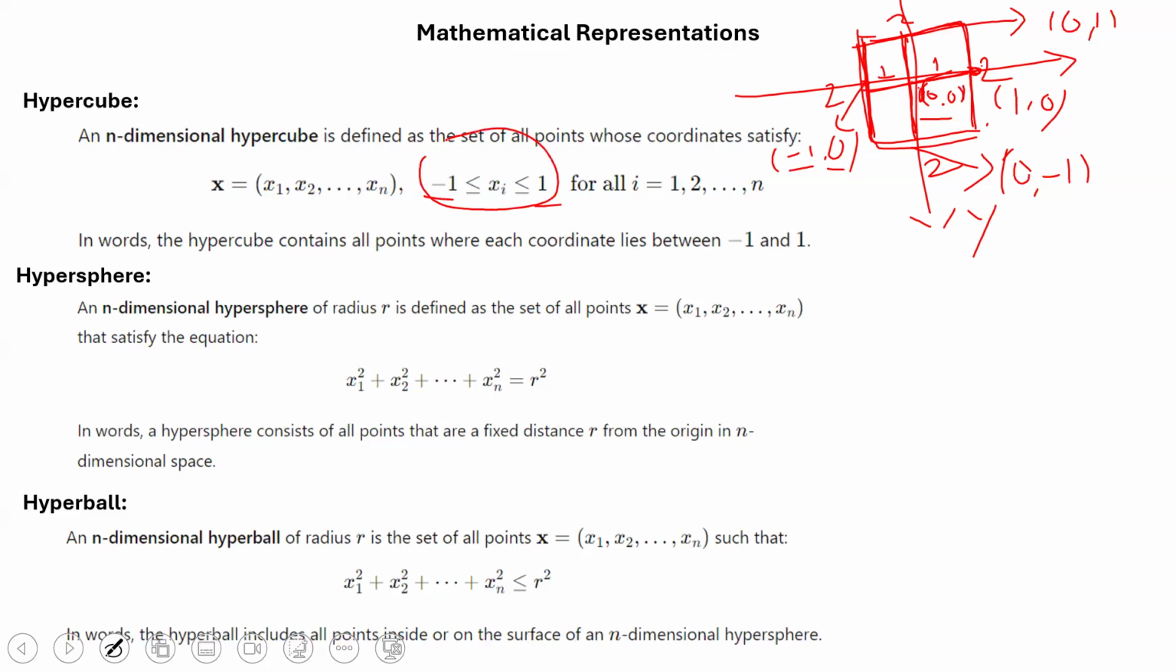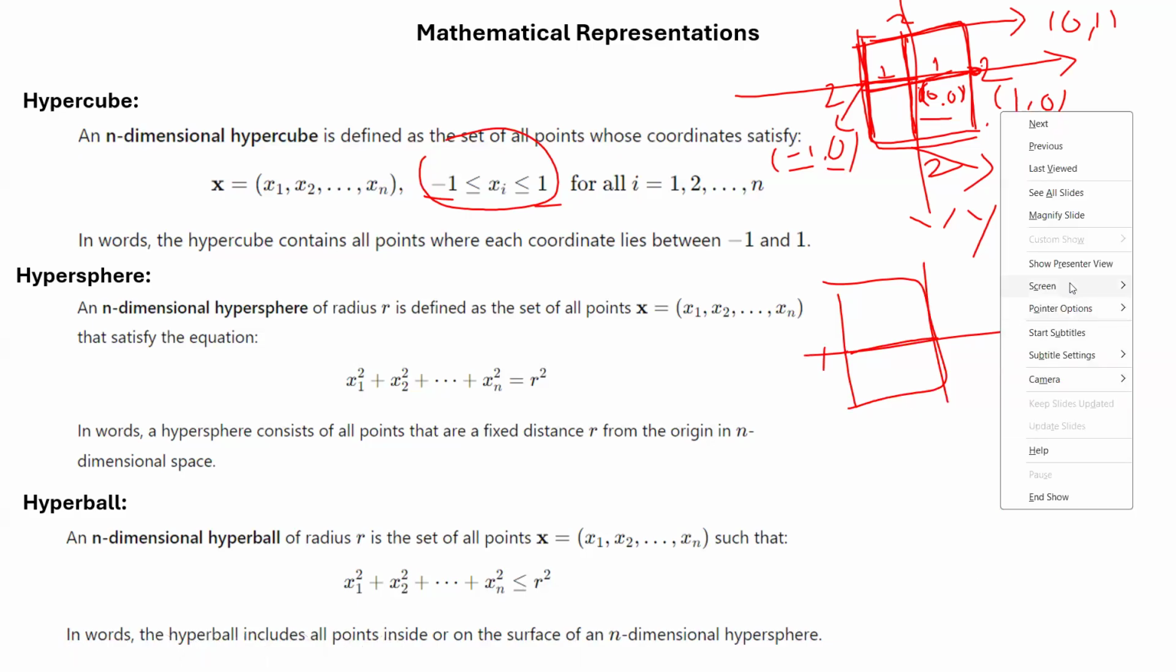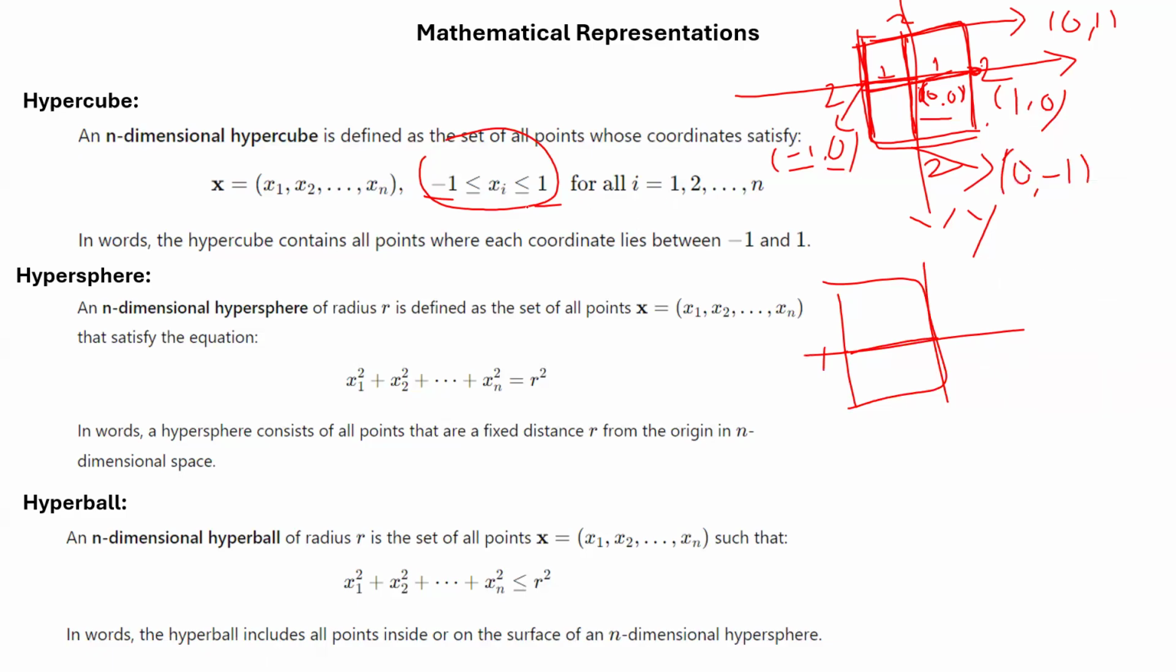The cube may tilt towards the negative axis, so if the unit cube is residing there, it may go to minus 1. If it is completely residing towards the positive side, it may go from 0 to 1. So this applies for a unit hypercube, but if we are considering a general hypercube, this may be anything. So that is what this point actually means.